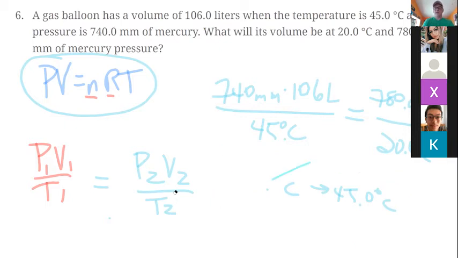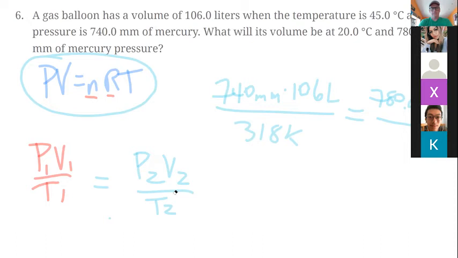So how do we convert to Kelvin? We need to get rid of 45 and 20 and replace them with Kelvin. So what's 45 degrees Celsius in Kelvin? 318. 318. 318 K. So how did you do that?